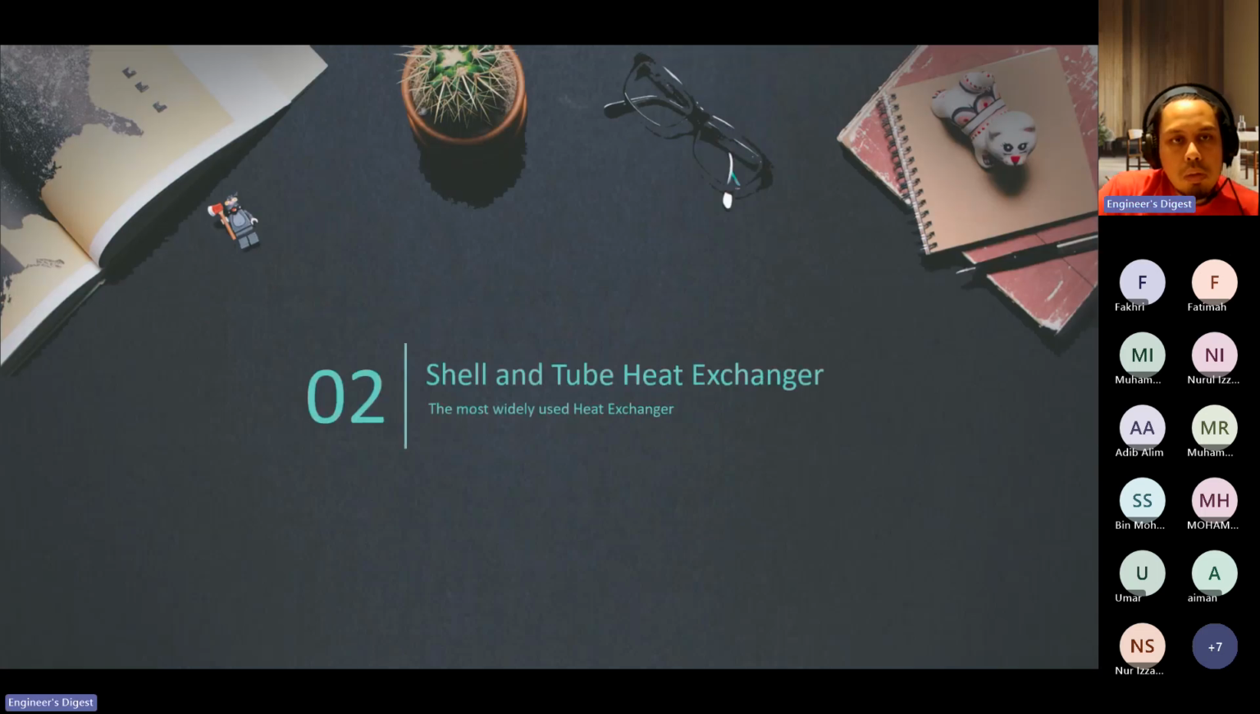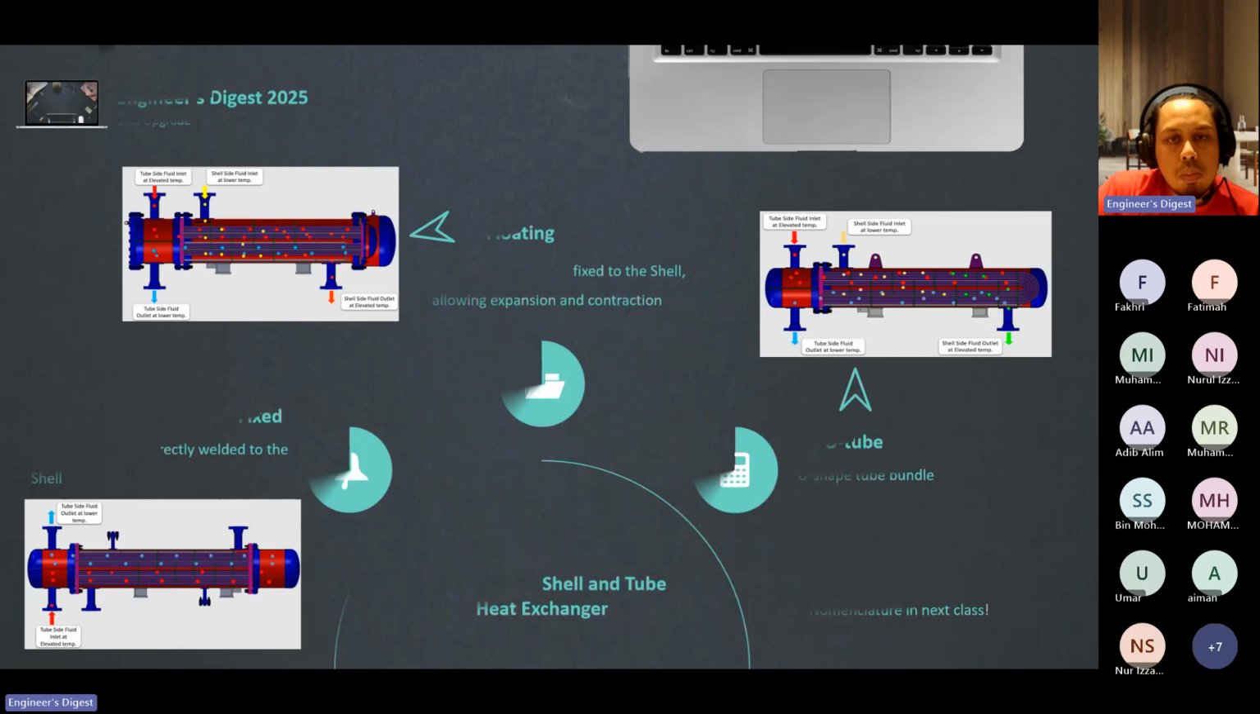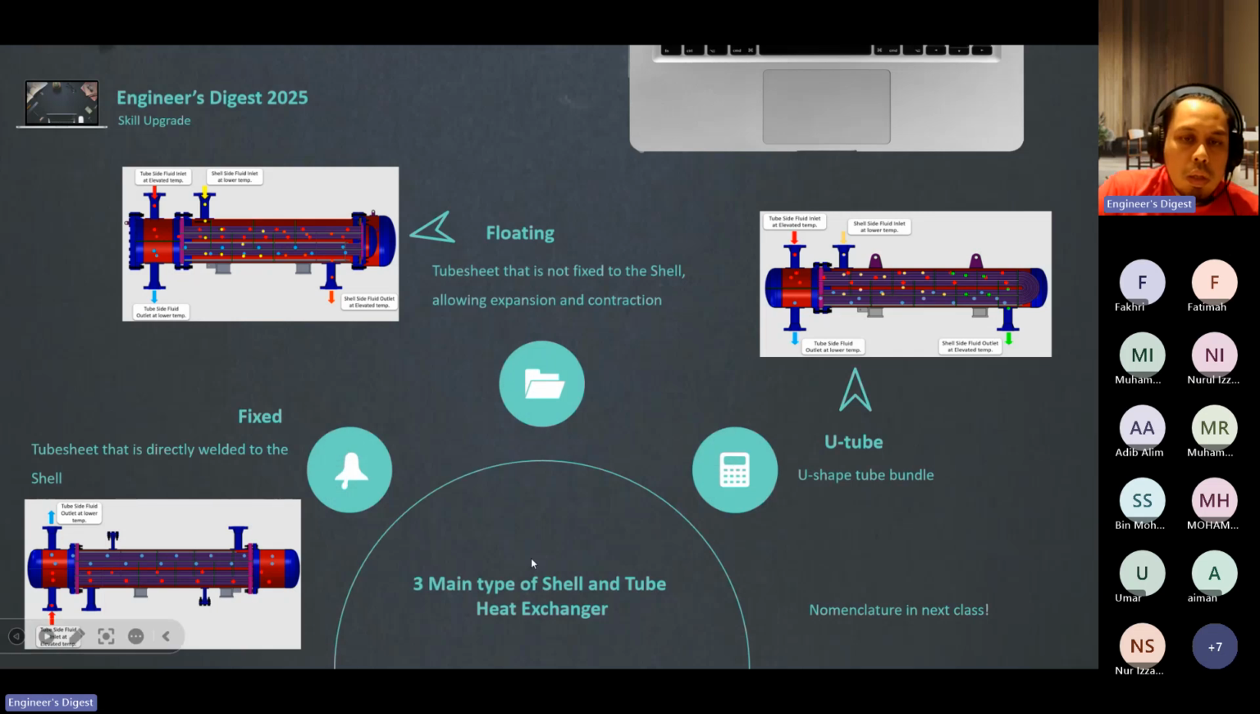Okay, so far, is there any question? Okay, so we look at the shell and tube heat exchanger. This is the most widely used heat exchanger. We want to go deeper. There are three main types of shell and tube exchanger: you have the fixed type, you have the floating type, and you have the U-tube type, with advantages and disadvantages. What does it mean by a fixed type?